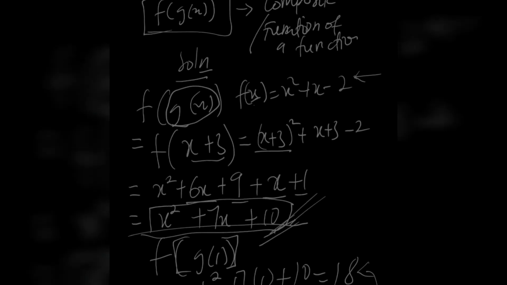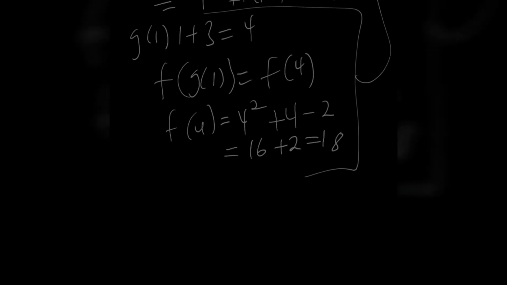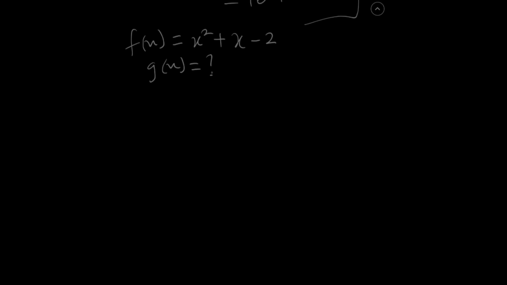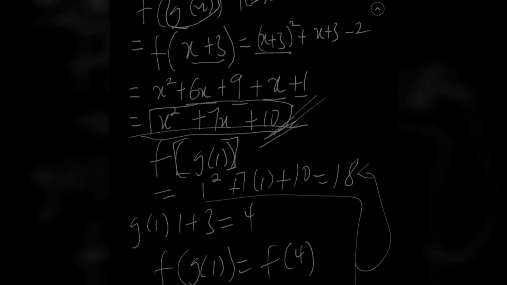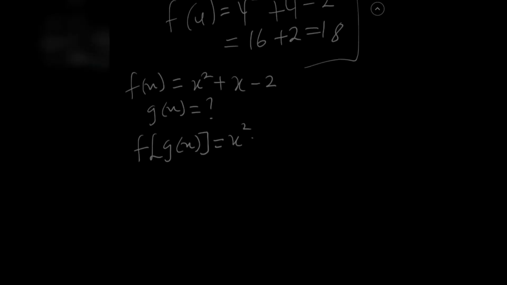So let us use these, f of x, g of x, and f of g of x, to solve some follow-up questions. We have f of x to be x squared plus x minus 2. Let's say we are not given g of x, but we were given f of g of x to be x squared plus 7x plus 10. Then we are asked to find g of x. How do you go about it?